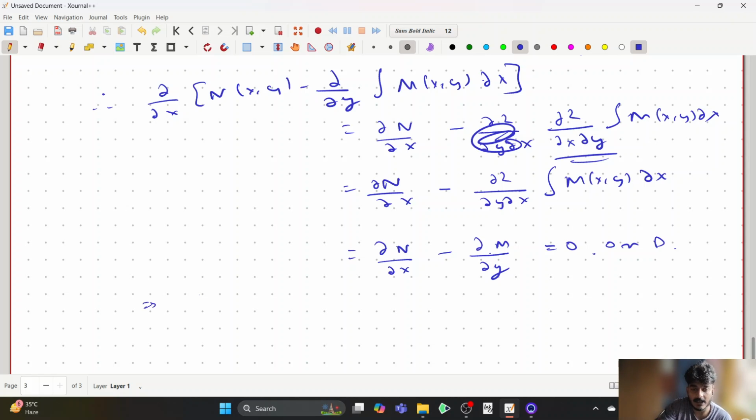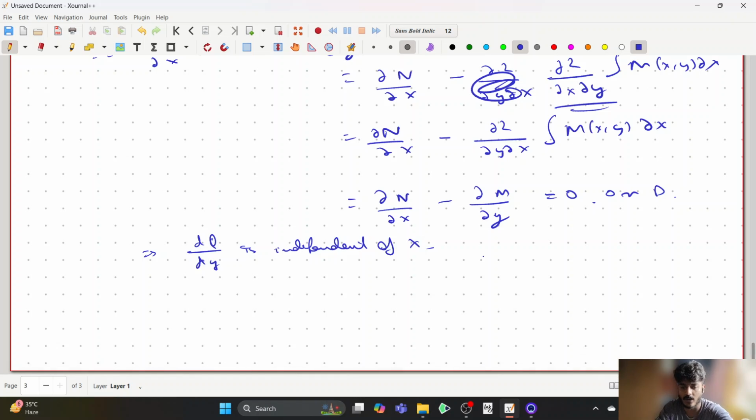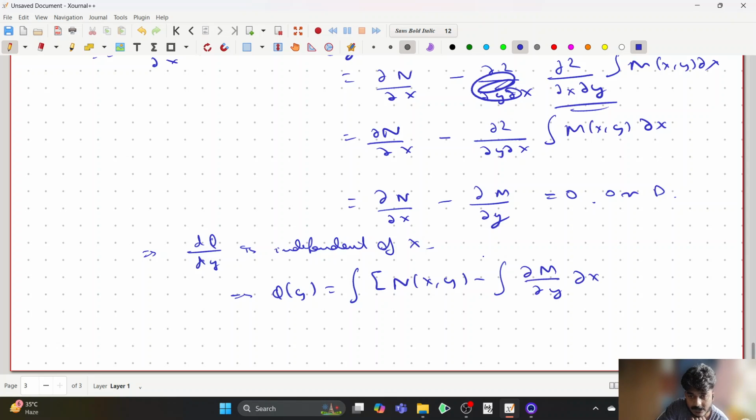This implies that d phi by dy is independent of x. Fine. And once it is independent of x, I can talk about phi(y). This implies that phi(y) is equal to the integration of n(x,y) minus integration of del m by del y del x, dy.